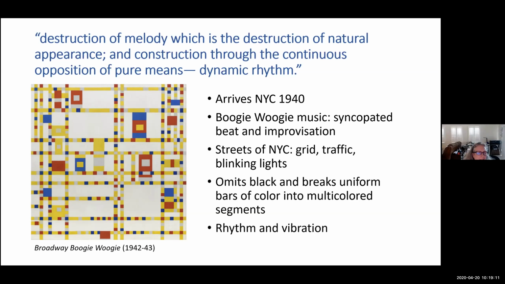And again, so he's kind of dropped out that black value completely here. We still see the primary colors and the white, and then this tone of gray. And I think this really wonderfully captures Manhattan and the vibrant beat of Manhattan. You see the grid, you get the sense of the blinking lights and traffic, the way these lines appear to move. And there's a great rhythm and vibration here. And you can see this is something that he wrote, destruction of melody, which is the destruction of natural appearance, and construction through the continuous opposition of pure means, dynamic rhythm.